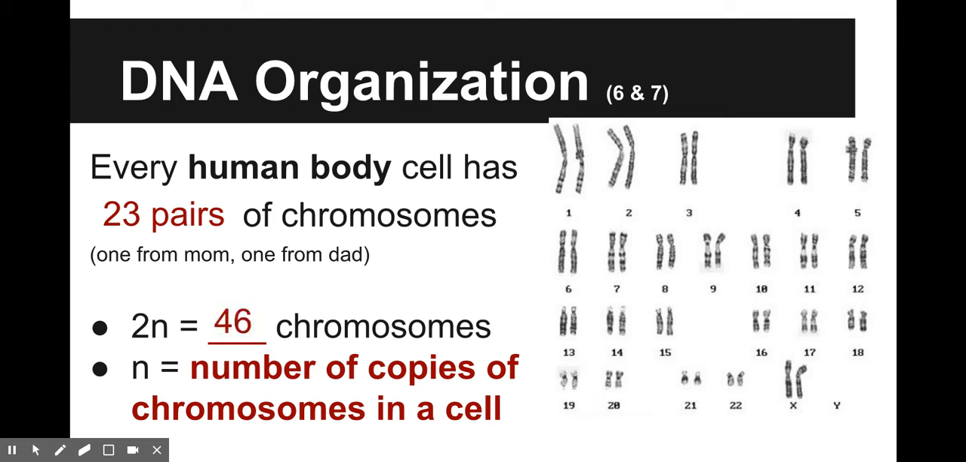So hopefully you got it. N is your number of chromosomes. Humans have 23 different chromosomes. 2 times 23 gives us 46 total chromosomes.